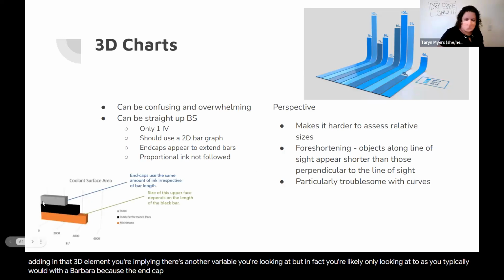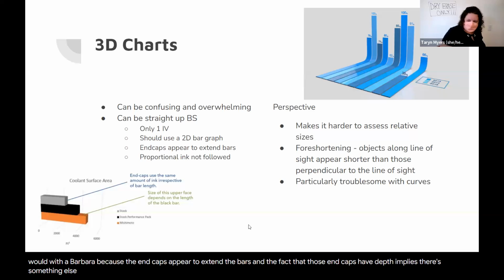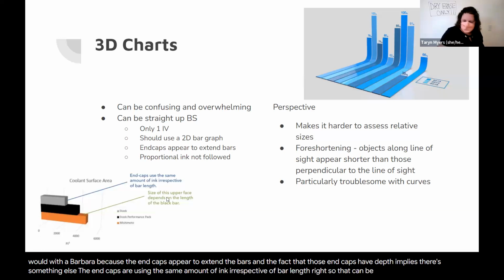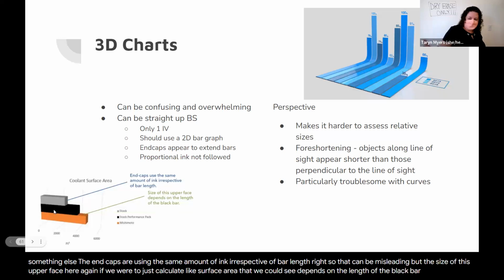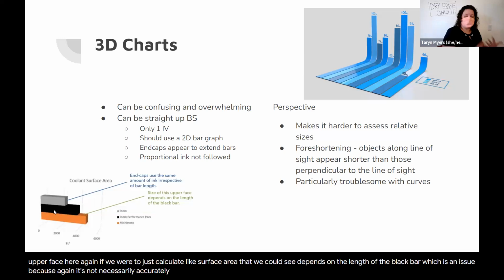Because the end caps appear to extend the bars, and the fact that those end caps have depth implies there's something else we're looking at. And the end caps are using the same amount of ink irrespective of bar length, right? And so that can be misleading. The size of this upper face here, if we were to calculate the surface area that we could see, depends on the length of the black bar, which is an issue because it's not necessarily accurately portraying things.